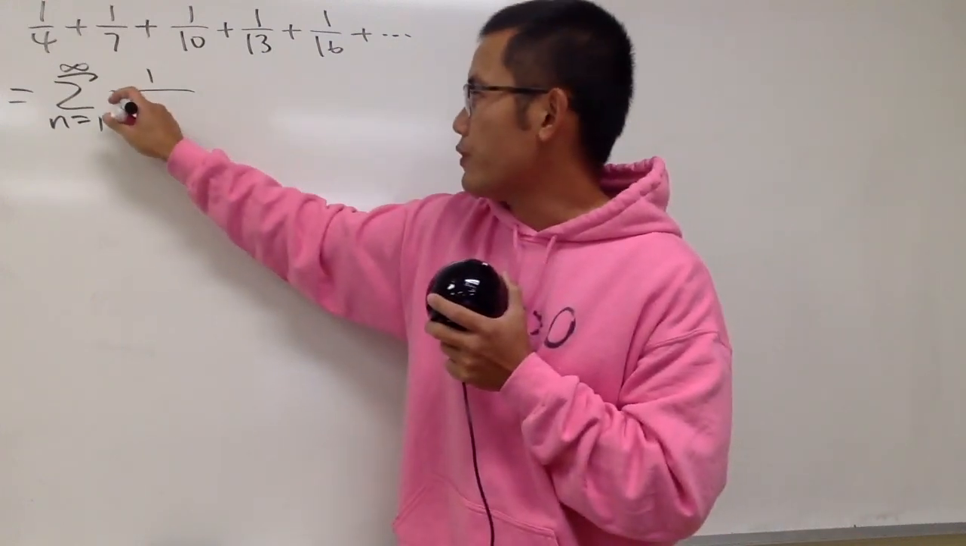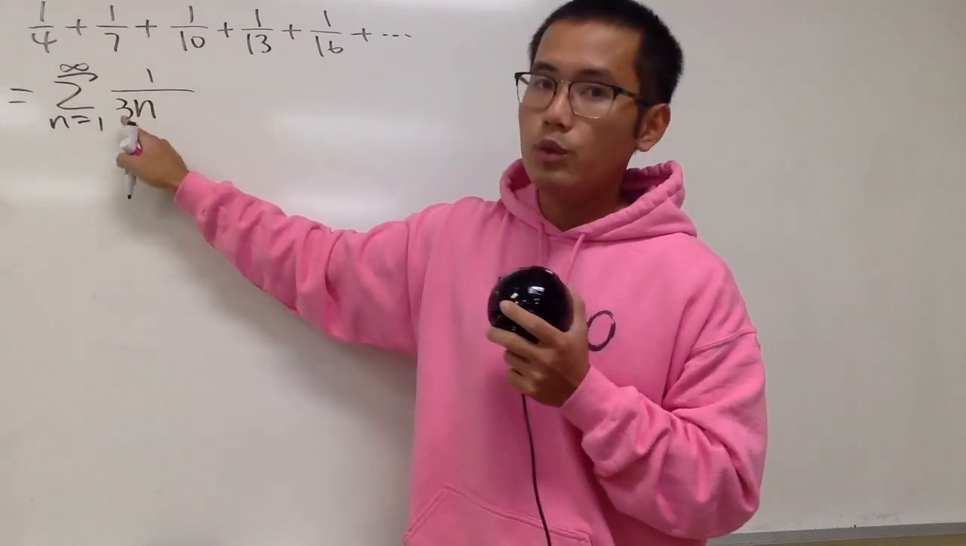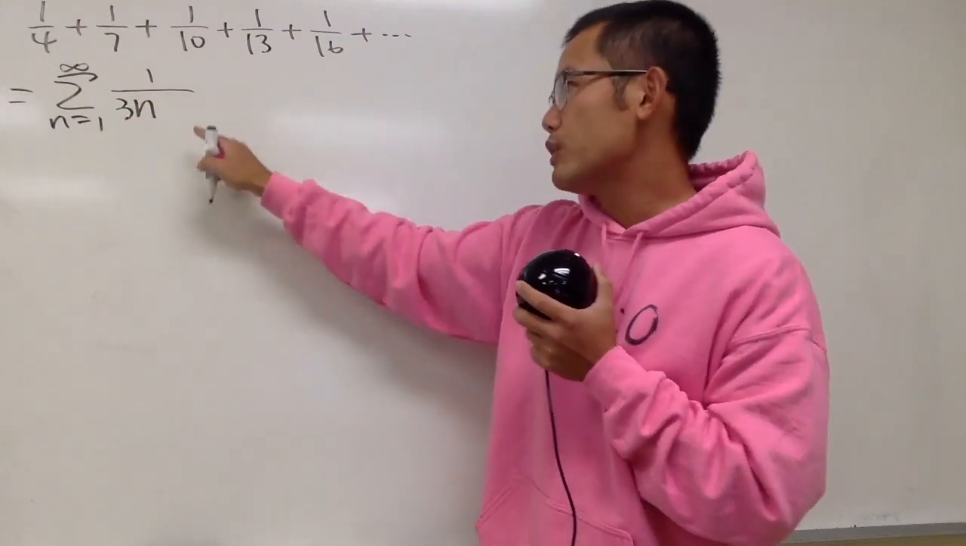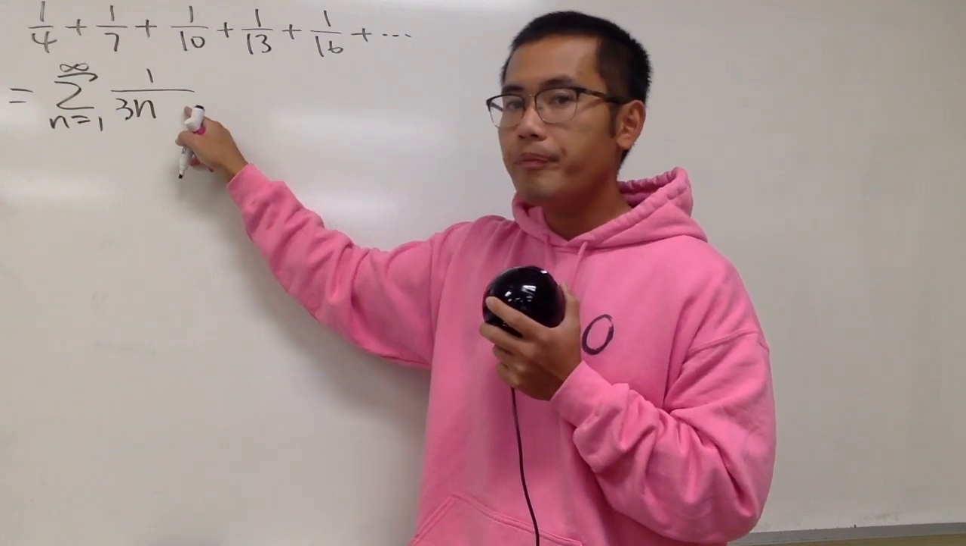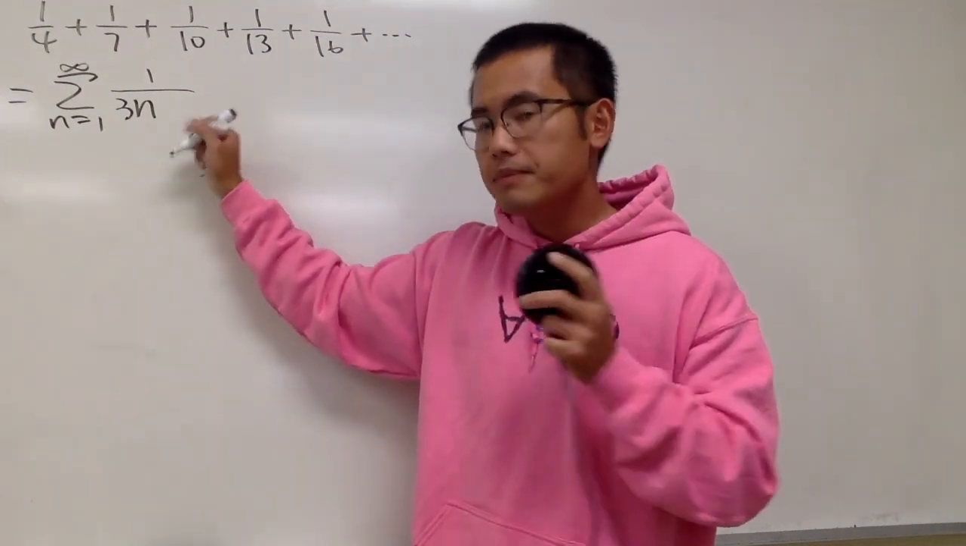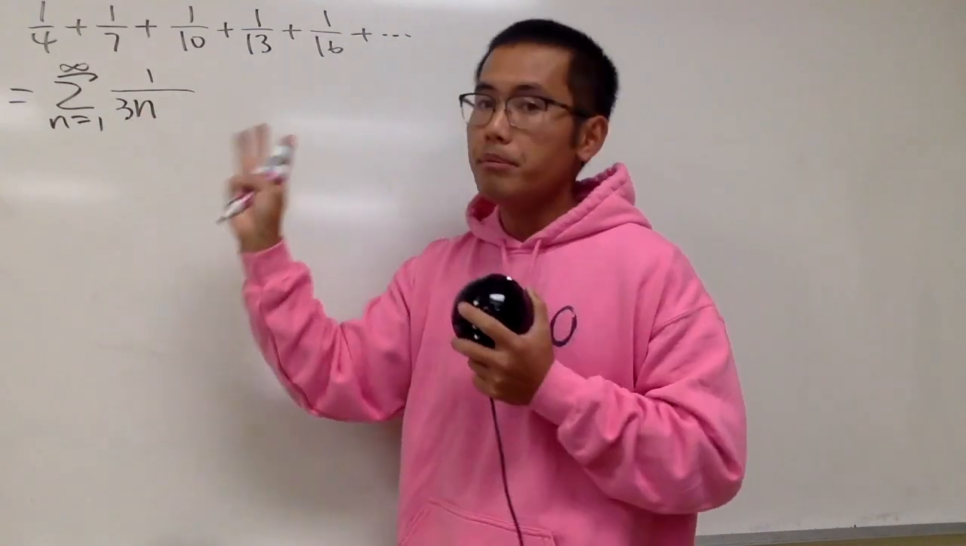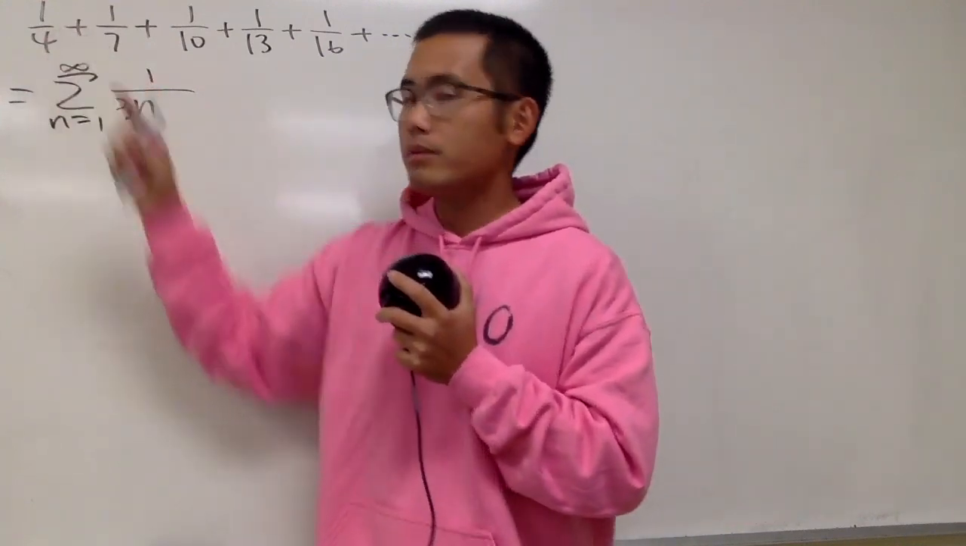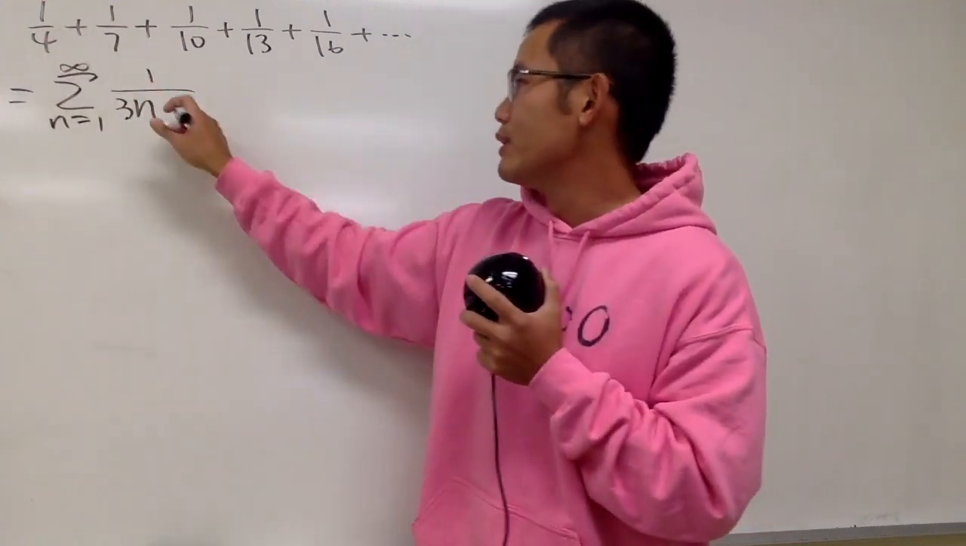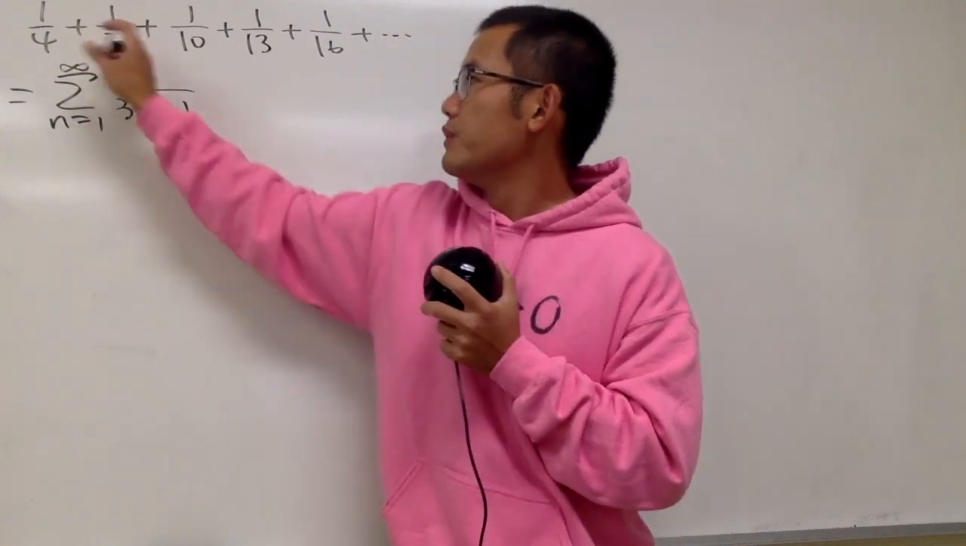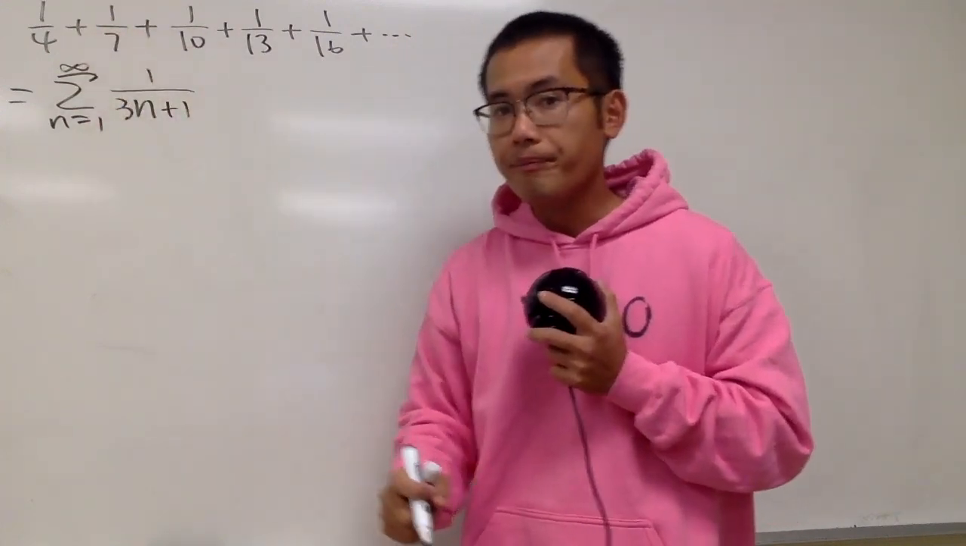That means that's the coefficient of n. We have 3 times n. And now we have to figure out what to add right here. Well, when n is equal to 1, 3 times 1 is 3, plus what will give us 4? Well, just add 1 to it. So this is the formula for the terms, and we have the series right here.